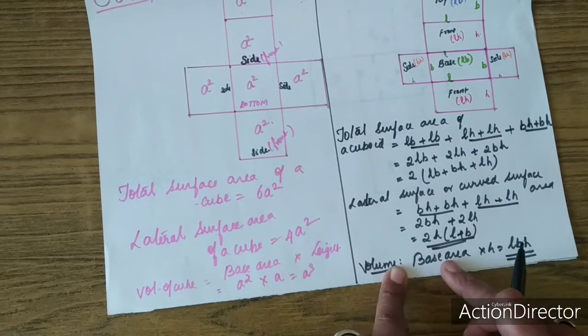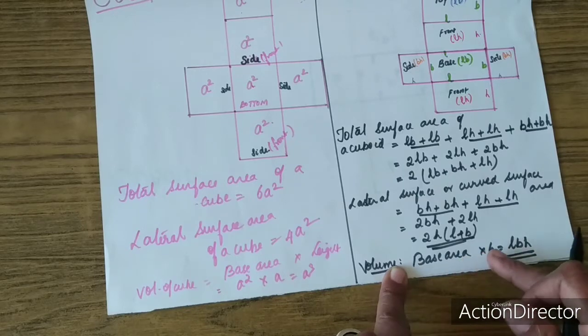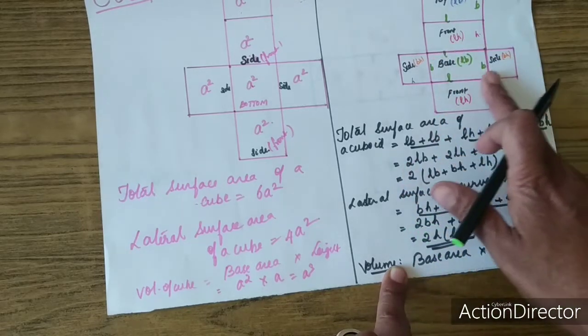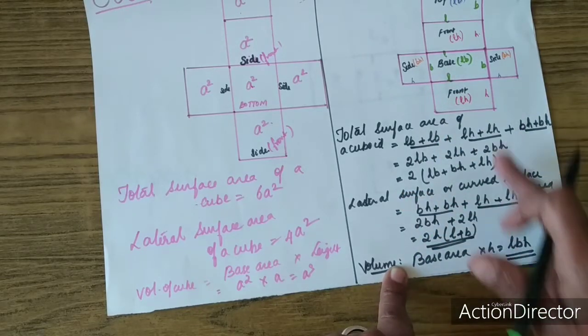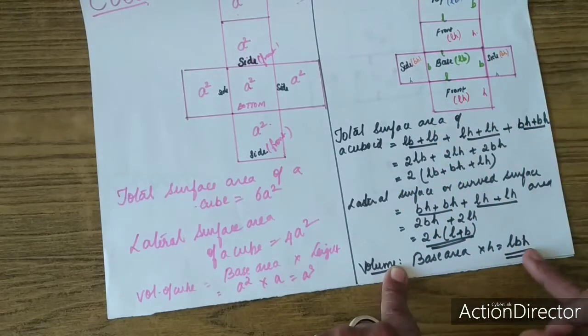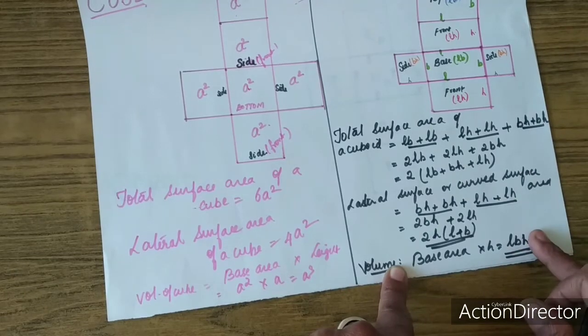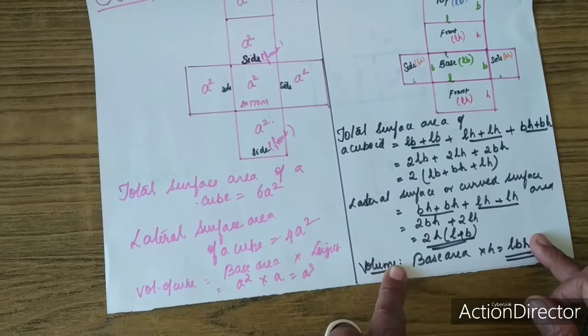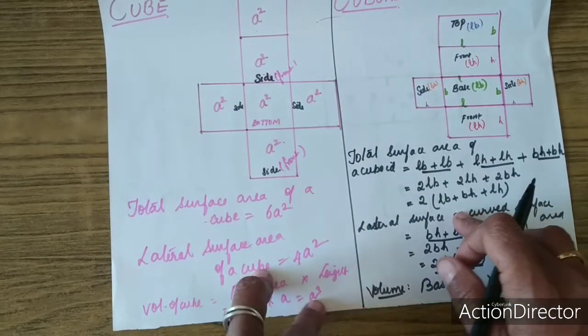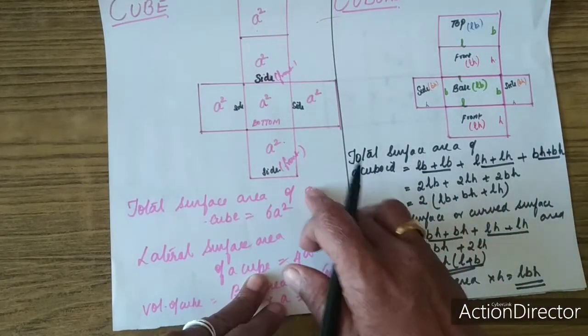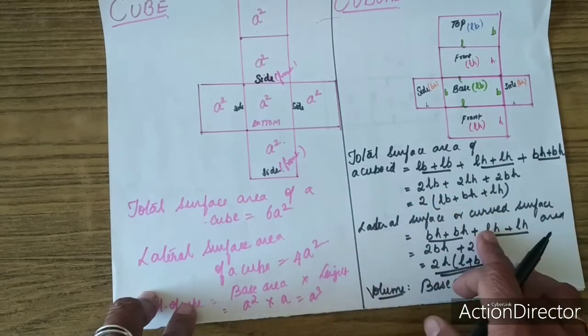Coming to volume, volume is nothing but the base area into height. Base area is the area of the floor, which is length into breadth, and the height is nothing but the height of the room, it is H. So it is LBH. Hope you understood how you derive the formulas for the surface areas of cube and cuboid.